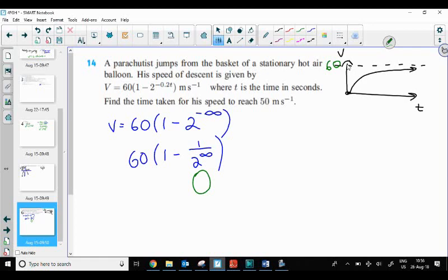So now I've got a pretty sweet looking graph, even though I wasn't even asked to draw one. We really just want to know when is the speed going to reach 50, which I can draw in here. I want to know where that graph is going to intersect with y equals 50. Not easy to do by hand.